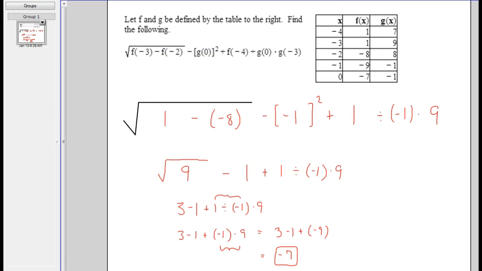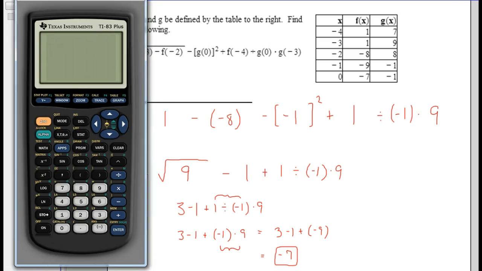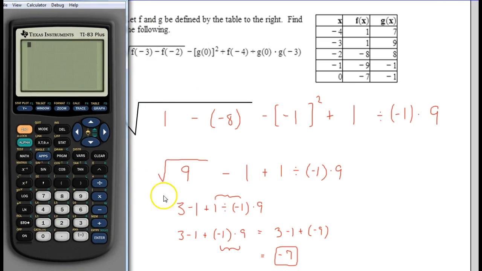Alright, now when you got to here, if you're comfortable with your calculator at that point, you could have just typed it all into your calculator. Your calculator can handle all those operations and do it correctly. So I would take the square root of 1 minus, you don't need parentheses, negative 8, close that parentheses, there's this part, minus, we do need a parentheses here, negative 1 squared, so parentheses negative 1 squared, plus 1 divided by negative 1, don't need a parentheses there. Alright, and then times 9. Alright, and then hit enter, and there's our negative 7 also. So you can type it in directly into your calculator.